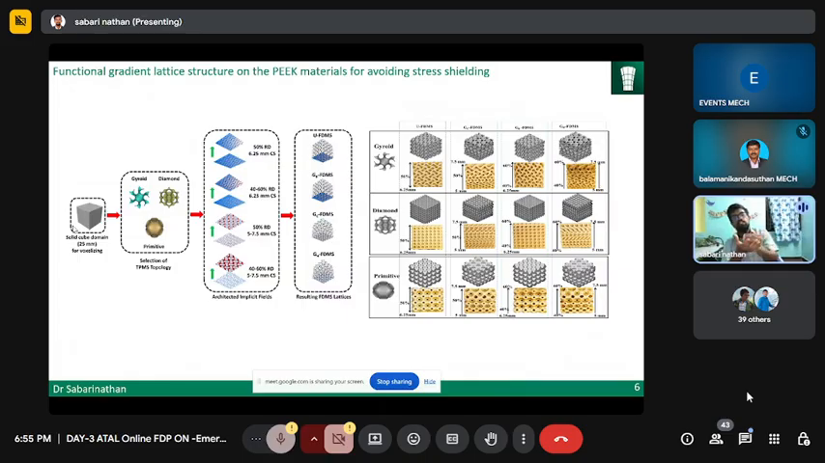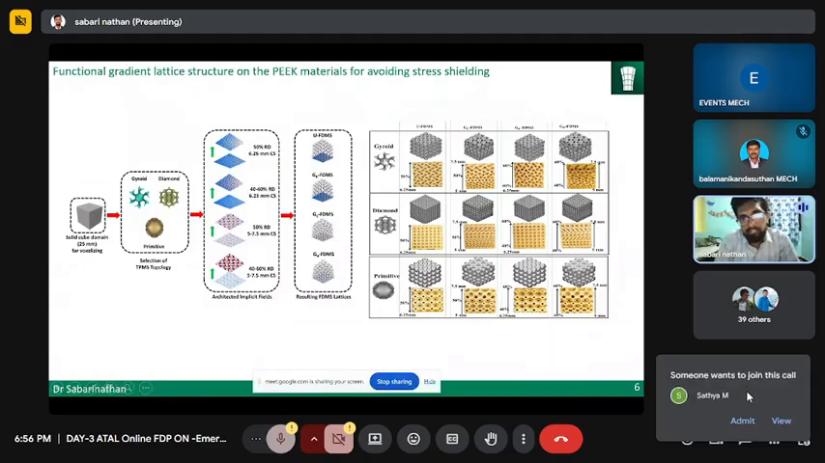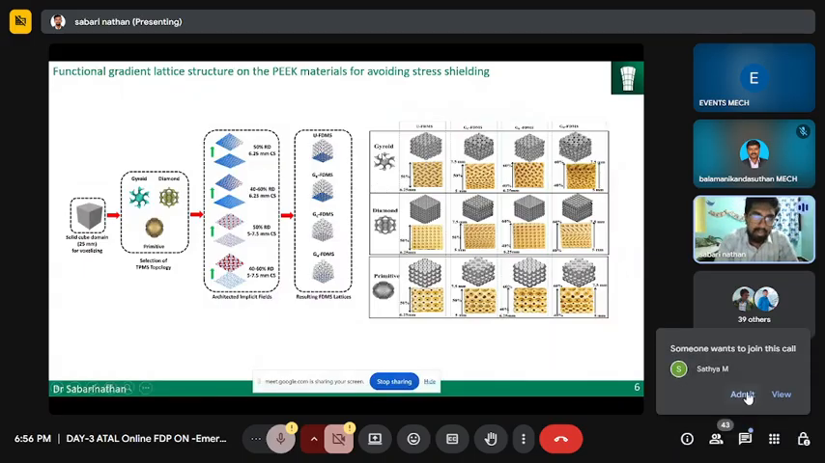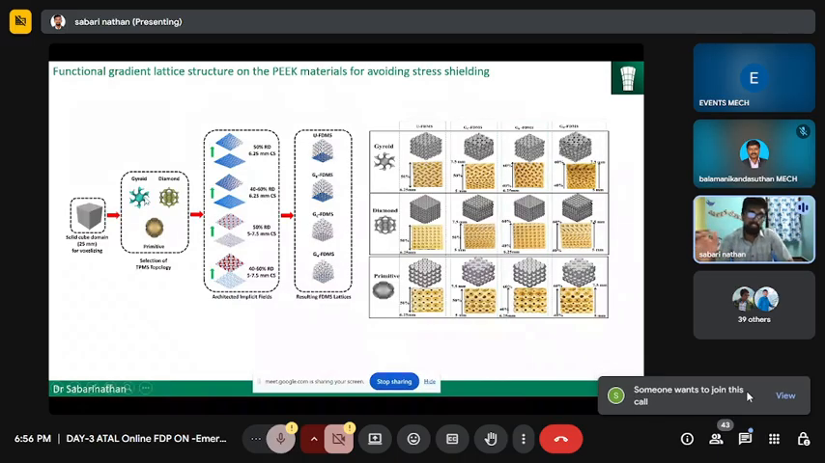So the cell regeneration was good when you are increasing the contact surface area. So this is the important point when you are fabricating implants. So if you are using this kind of lattice structure, why are we importing this kind of lattice structure? The main problem during fabricating these kind of implants is the stress shielding effect.